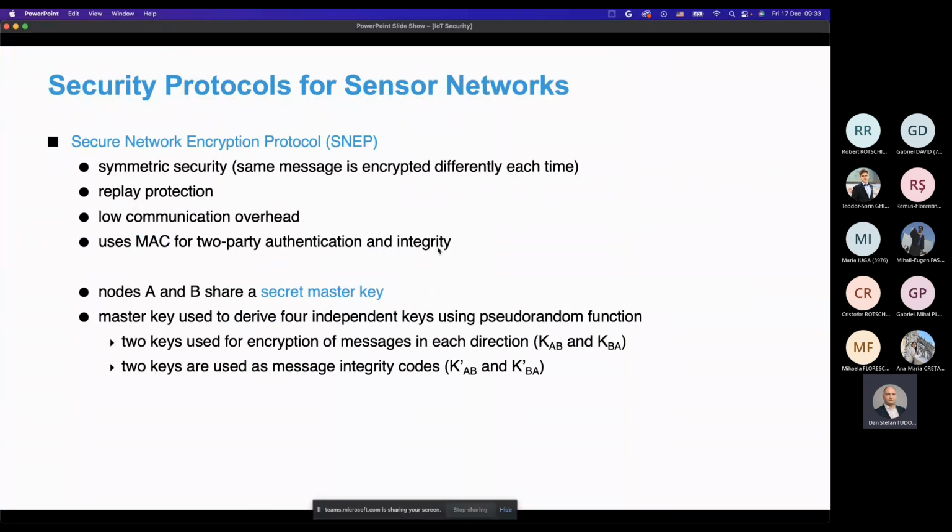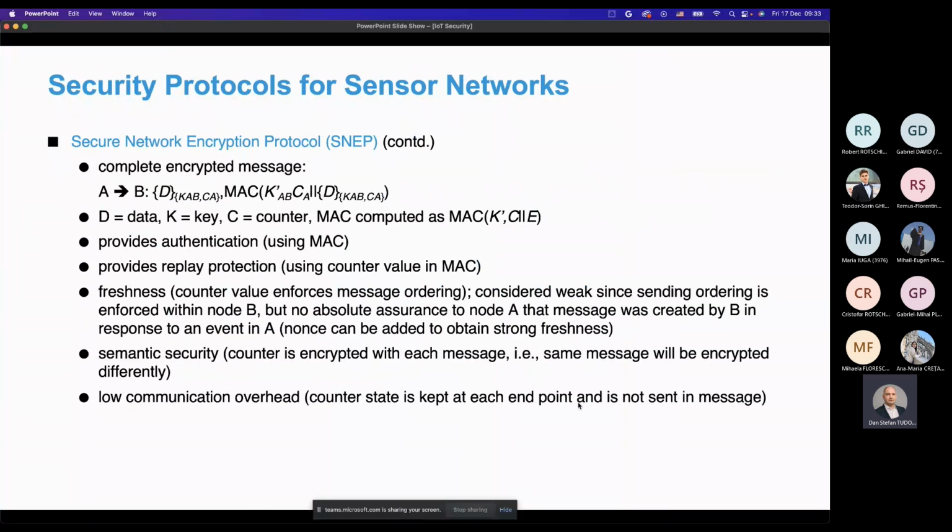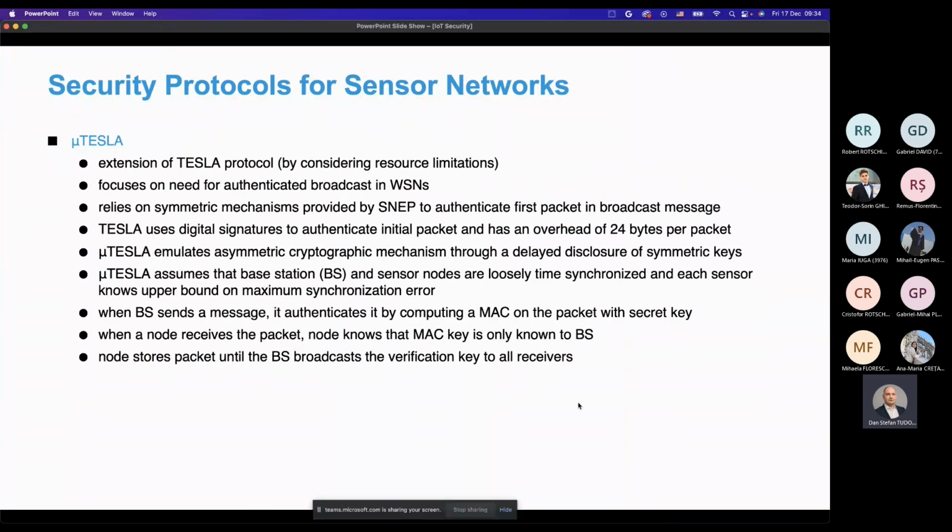So you have this integrity scheme in which you have, let's say, two nodes, A and B, that share a secret master key. And this master key is used to derive 4 independent keys for the communication using a pseudo-random function. This is the way of actually deploying such a communication scheme. I won't go into certain details. You can definitely look it up and see how it works.